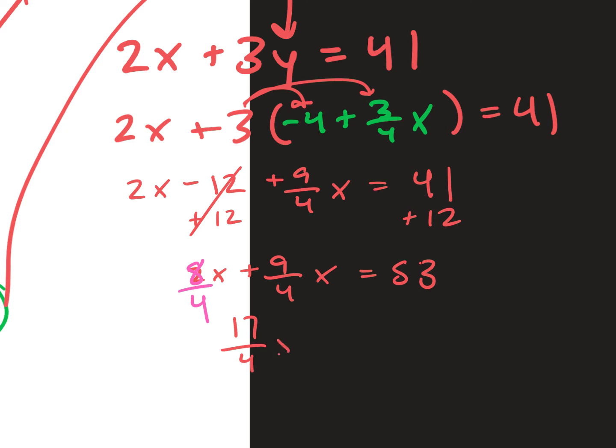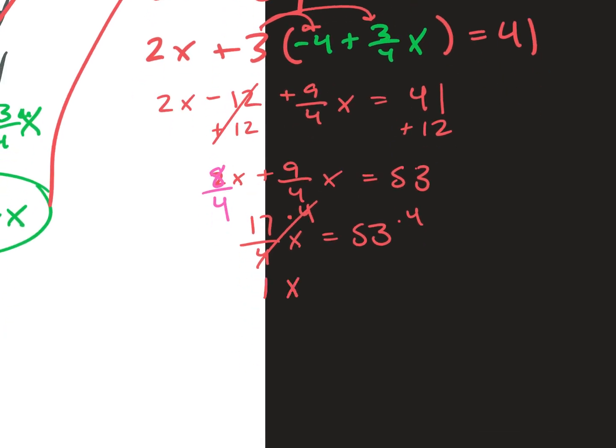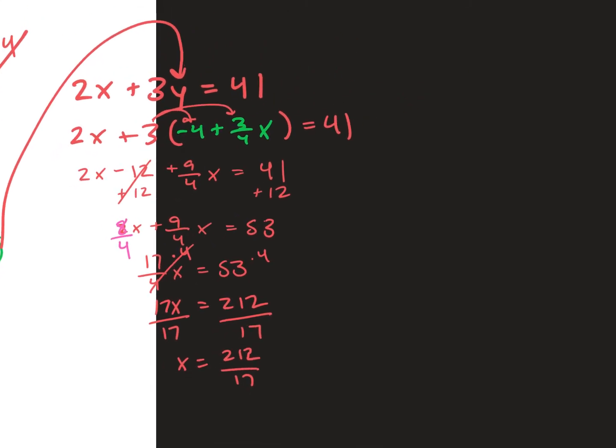17 over 4x is equal to... Multiply by 4. So 17x is equal to, what's 53 times 4? 212. And then divide by 17. We're going to leave our answer as a fraction. So this is x. How do I find y?